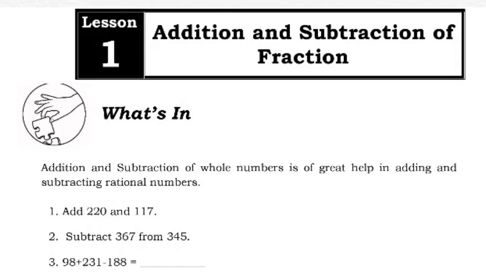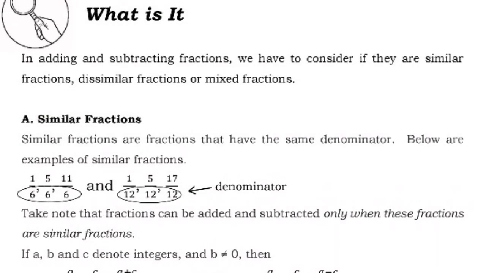So let's have here three numbers. Number 1, add 220 and 117. Number 2, subtract 367 from 345. Number 3, 398 plus 231 minus 188. So you're going to answer this one. This is a sort of review. So let's go directly to what it is.